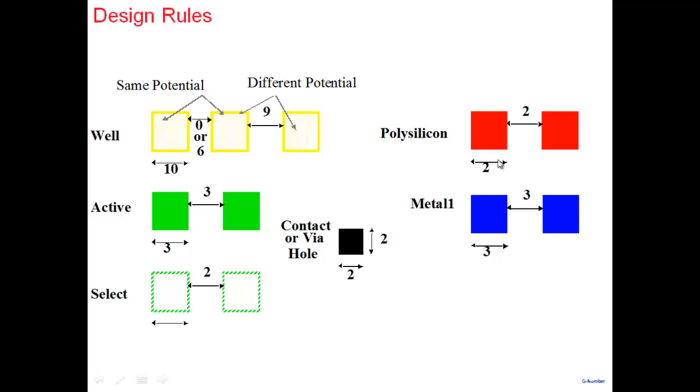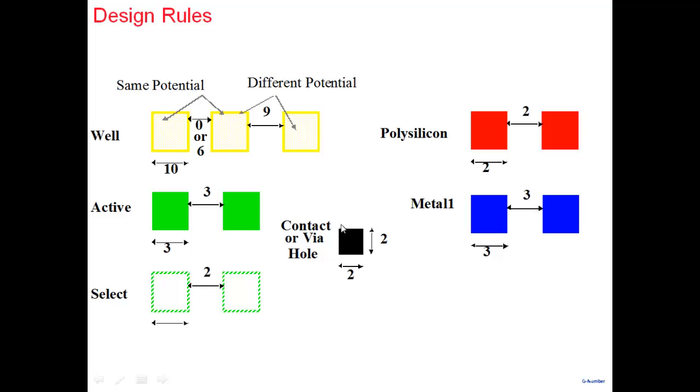There's no rule on that, but there's a rule that a minimum has been specified. Similarly, there's a rule that metal 1 has to be at least 3 lambda. Minimum is 3. And the separation between 2 metal 1 wires is again 3. You can't make metal 1 which is 2 lambda. All right, so that's another rule.